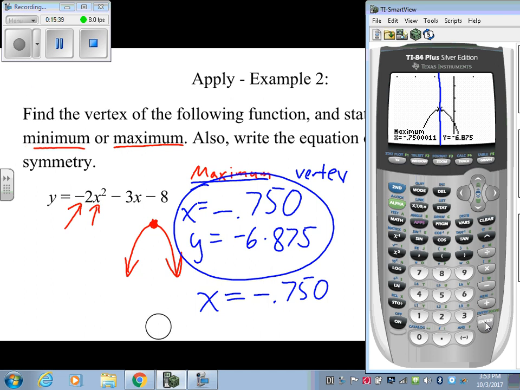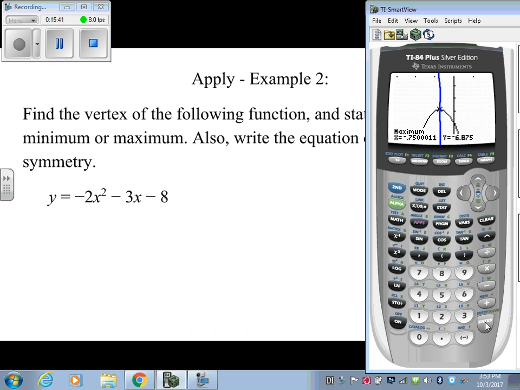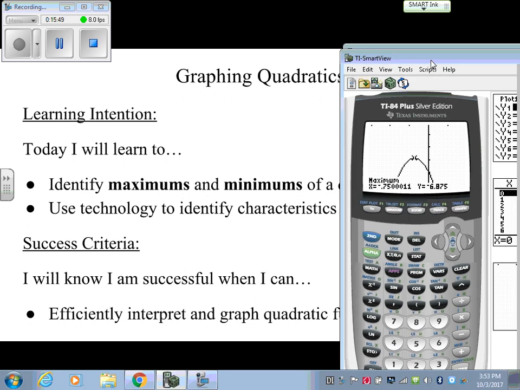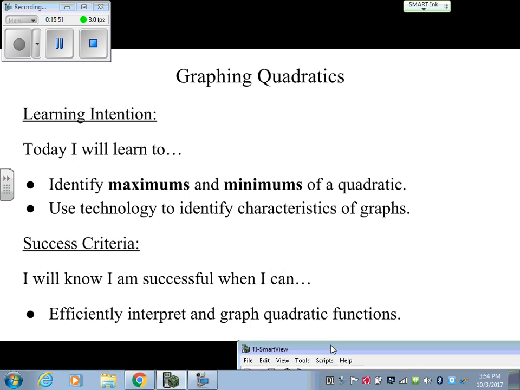All right, so throughout today's lesson, we looked at using some technology to help find some of the things from our previous lesson, including axis of symmetry, as well as vertex, and then we defined what maximums and minimums are.